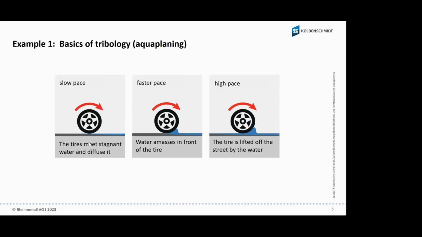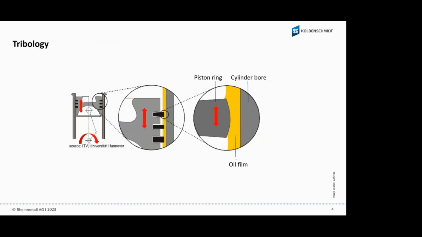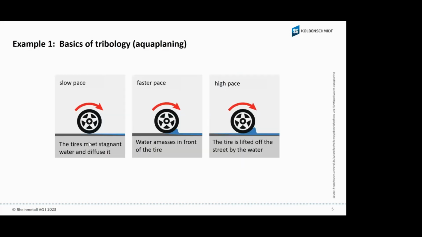This is one example. The same example you can explain with water skiing. It is the same when you drive on the water. I hope you understand what I mean with the tribology of the piston ring when it moves up and down with the oil film and the surface. Any question up to here?